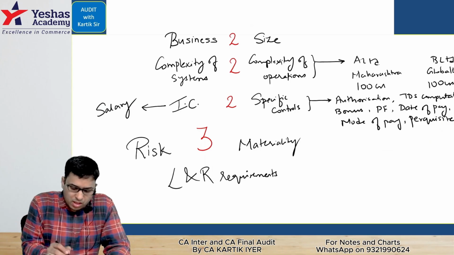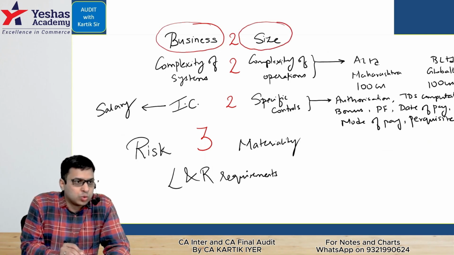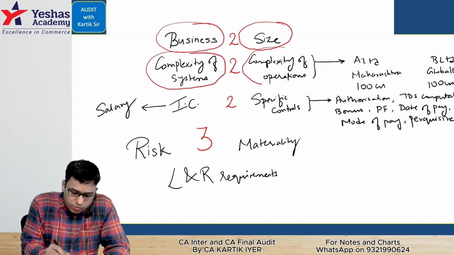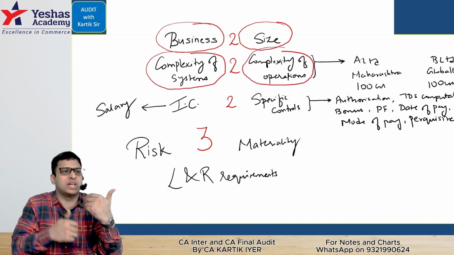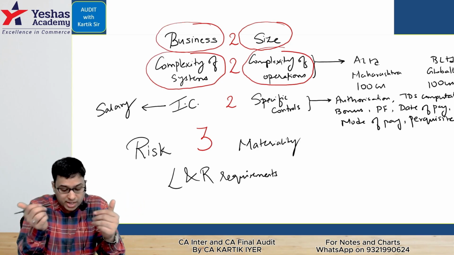Let's start this here. First, we look at the business of the entity. We look at the size of the organization. That is the first two. Then, in the next two, we look at complexity of systems and complexity of operations. How complex are the organization's systems? How complex is their operation? Is it manual or automated?